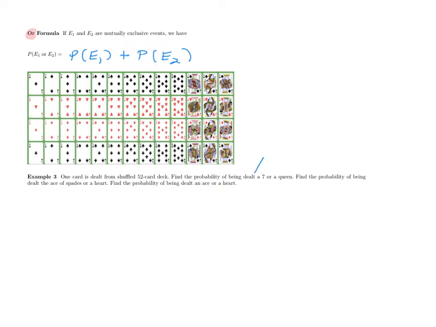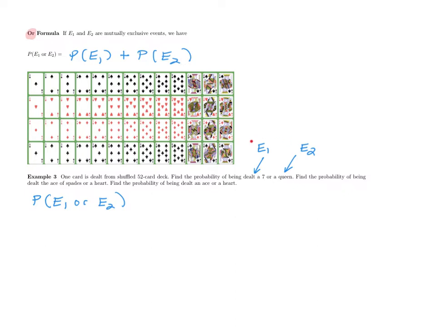So for this one here, I'll write, okay, that's E1, and this thing here I'll call E2. And what we're looking for is the probability that E1 or E2 occurs. The way you find it is by finding the number of cases where that happens up here and then dividing it by the number of things in the entire sample space.